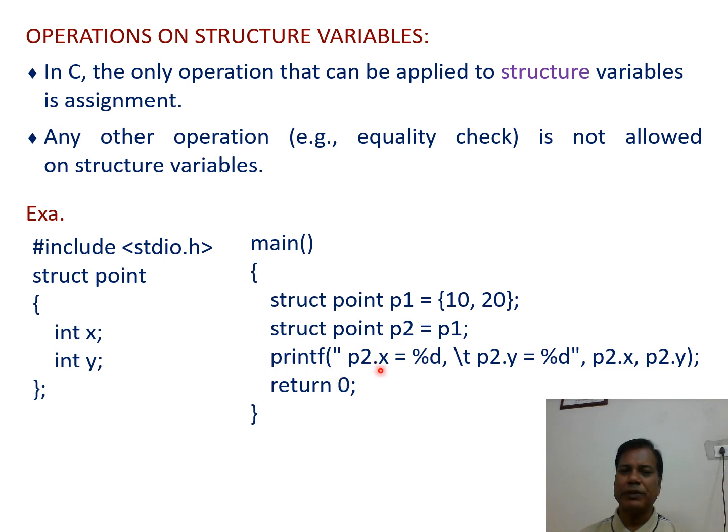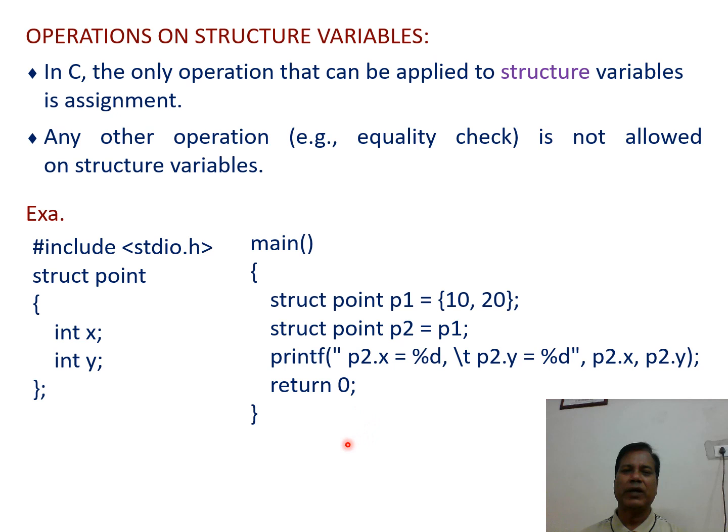Then, using the printf statement, p2.x = %d. At this point, the value of p2.x is printed. Then comma, \t, that moves the cursor to the next tab position. Then p2.y, that is the second member variable of the structure, is printed here. What is the value of this one? That is printed at the %d place. And the last statement is return 0.